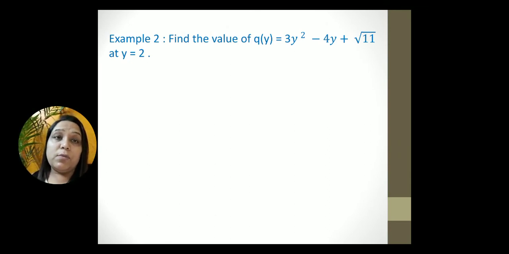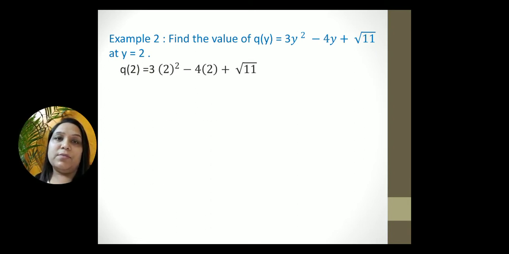Let's see one more example. Now the polynomial is in the variable y: q(y) equals 3y square minus 4y plus square root 11 at y equals 2. I hope all of you can do it easily. Let's do it. We have to put y equals 2. So wherever we are getting y, we have to put the value 2. 3y square will be 3 into 2 square minus 4 into 2 plus square root 11.